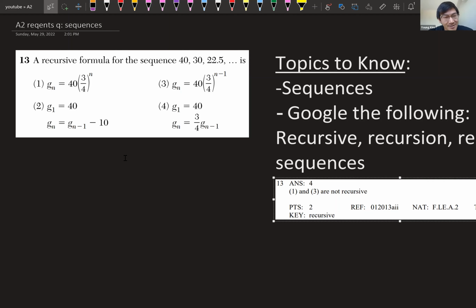Okay, so this question I pulled from an Algebra 2 Regents. I believe it was the June 2020 Regents. It's a question on sequences. So pause the video and try it.